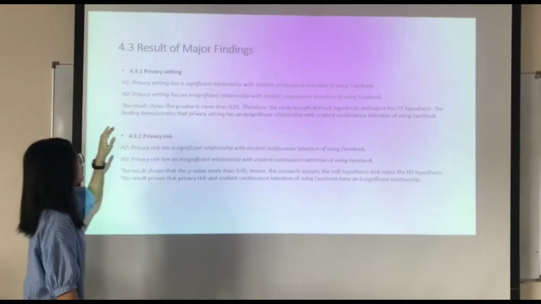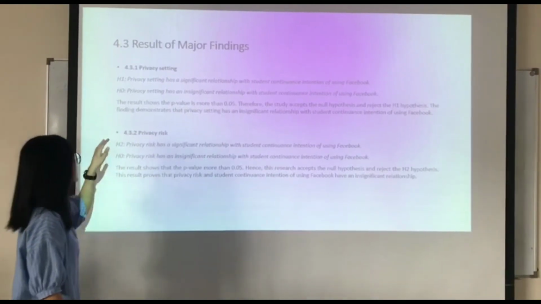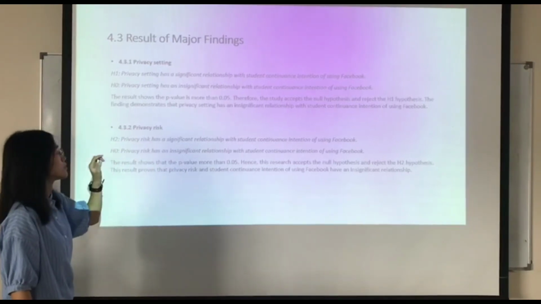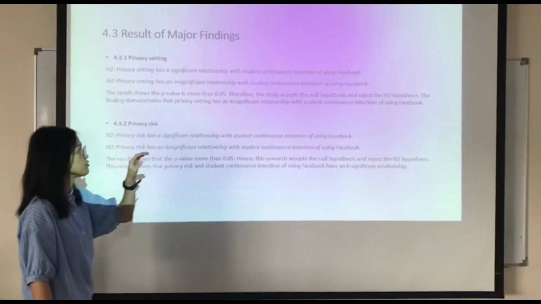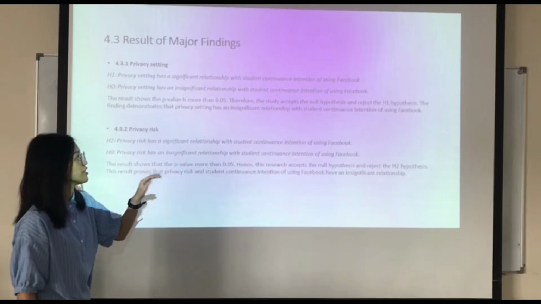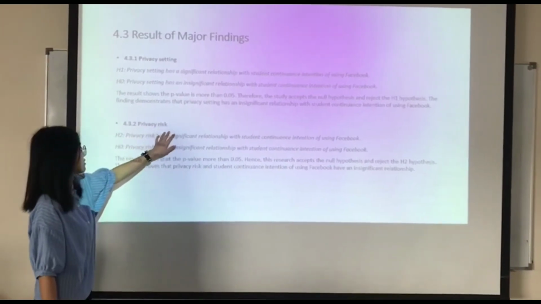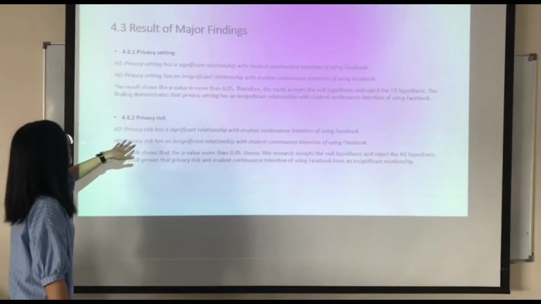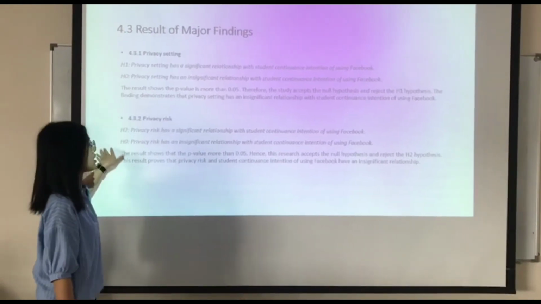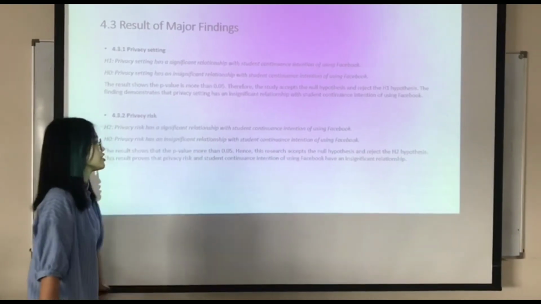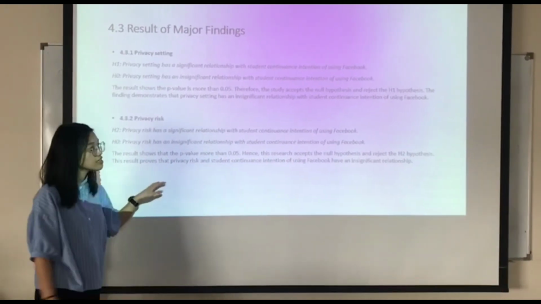The next is the result of the major findings. For privacy setting, the result shows that the p-value is more than 0.05. Therefore, the study accepts the null hypothesis and rejects the H1 hypothesis. And the privacy risk is the same as privacy setting. The research accepts the null hypothesis and rejects the H2 hypothesis.